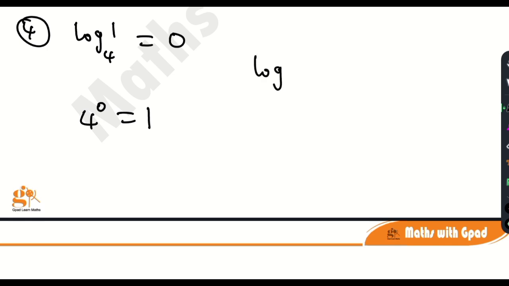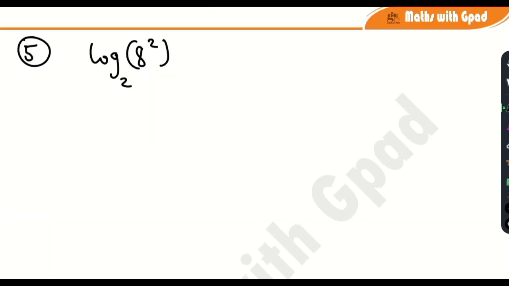And the same thing goes for any other base. The logarithm of 1 to base 5 is 0. The logarithm of 1 to base 9 is 0. Whatever the base is, it is always 0. So look at another example.